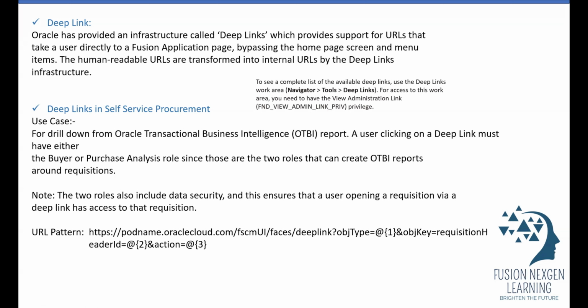Now coming to the privilege, let's take an example. This is the privilege. Oracle has provided a couple of deep links in the work area where you can see which products will be supported. You will see all those deep links within the work area. This particular privilege is required in order to look at that.